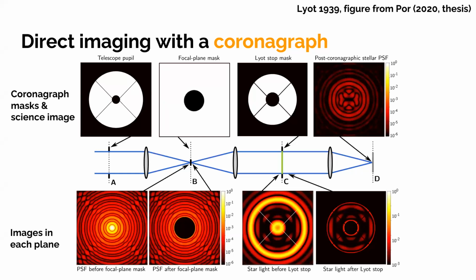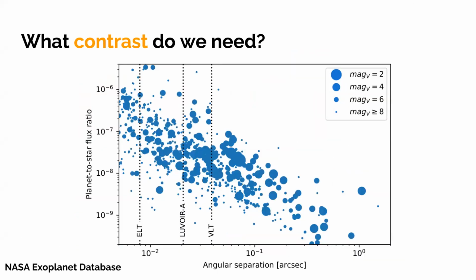Real coronagraphs don't work like that. Real coronagraphs are much deeper. So how deep do we need to go? Well, these are all the known exoplanets by transit method or by radial velocity.